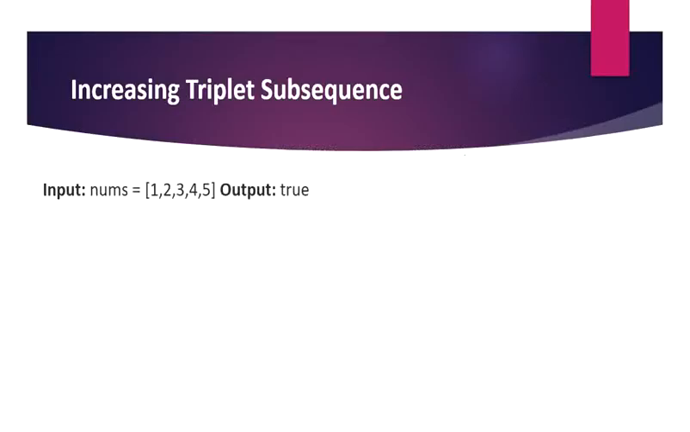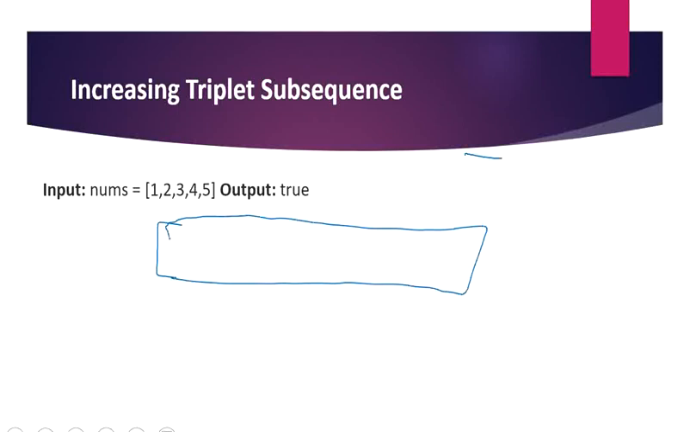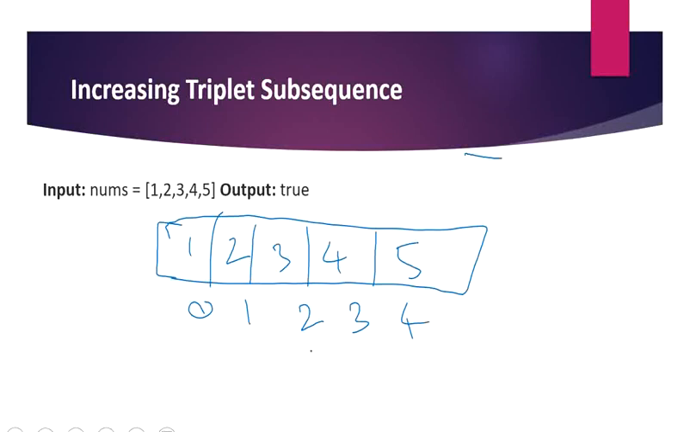So here's our first example. If you look manually, the array will be indexed like 0, 1, 2, 3, 4, and the values given are 1, 2, 3, 4, 5. Now i, j, k will be our indexes. If you see, 1, 2, 3, 4, 5 are in increasing order, and the indexes are also in increasing order. That is, 0 is less than 1, 1 is less than 2, and 2 is less than 3.